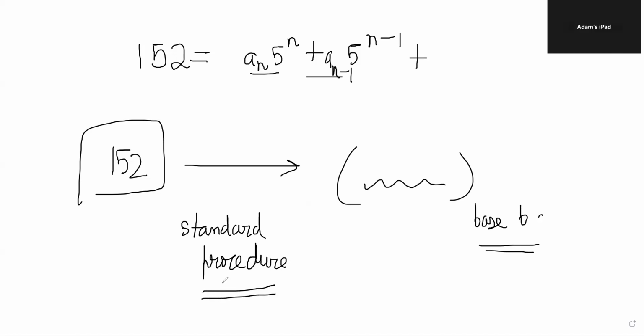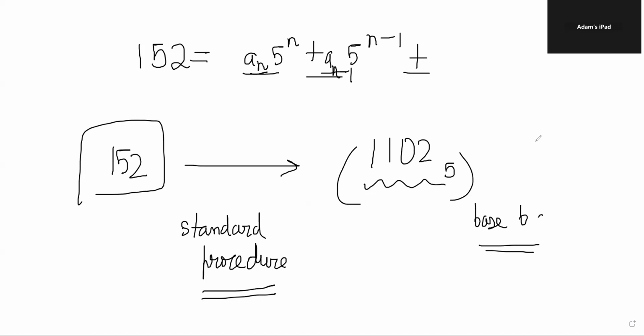The procedure is not what I would do right now, which is expand it and do the same thing that we did and solve for a_{n-1} and all. That is not the best way to do it. There is a better way, and if you knew it, you would be able to say that this number is 1102 base 5.